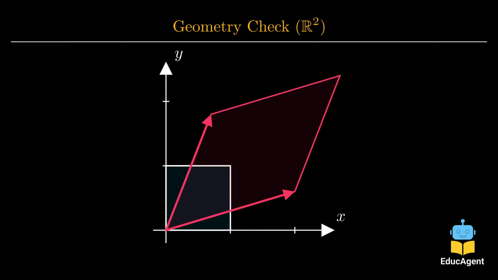Visually, a 2x2 matrix sends the unit square to a parallelogram. The absolute value of the determinant is the area scale factor. If the area becomes 0, the shape collapses and there's no way back.